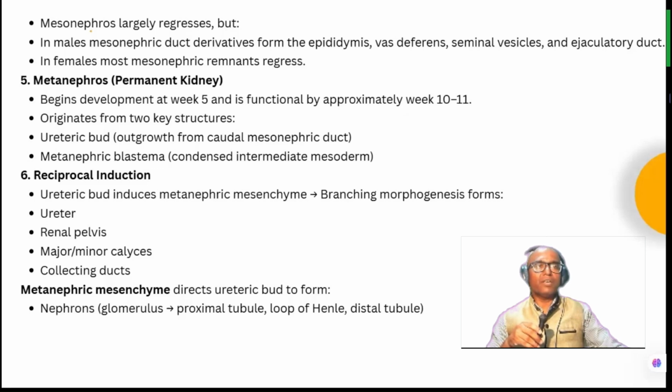So, the ureteric bud will influence the metanephric mesenchyme, and the metanephric mesenchyme will have directives on the ureteric bud, and it will form the nephron, that is the glomerulus, leading to the formation of the proximal tubule, loop of Henle, and the distal tubule. Okay, so the loop of Henle develops from the ureteric bud.